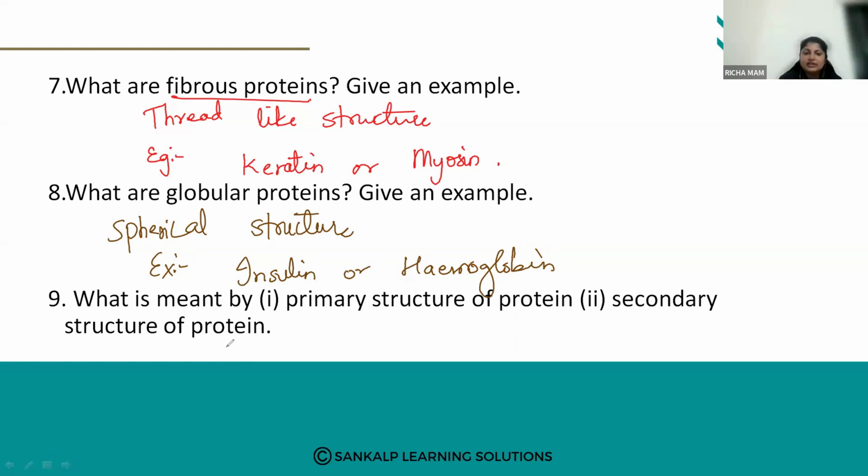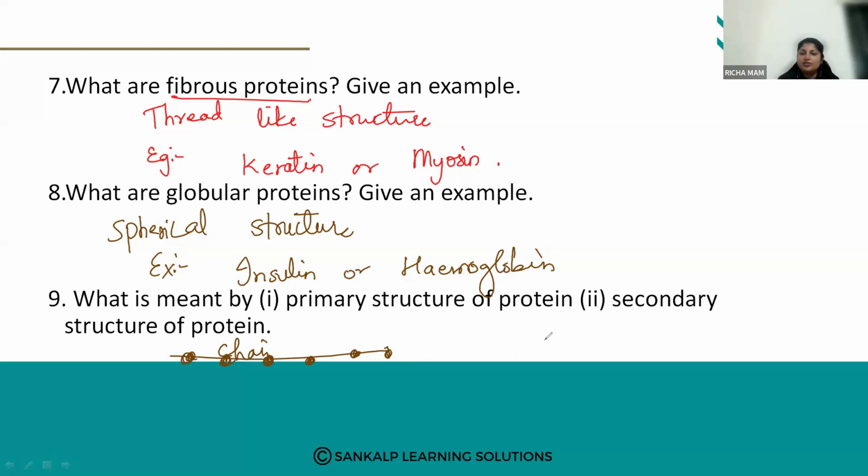Okay. In a chain, the amino acids are linked. The different amino acids are linked in the form of a chain, a linear polypeptide chain. Then they are the primary structure of protein.